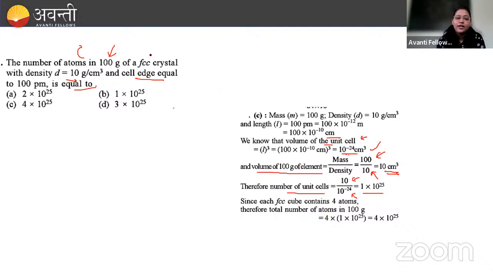But you know, in FCC, how many atoms are present per unit cell? 4 atoms are present per unit cell. So in 100 gram, how many atoms will be present? 4 into this much. So 4 into 10²⁵.